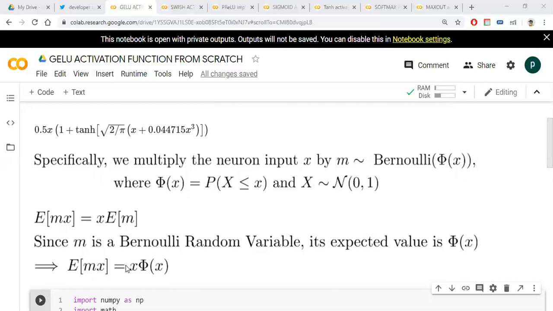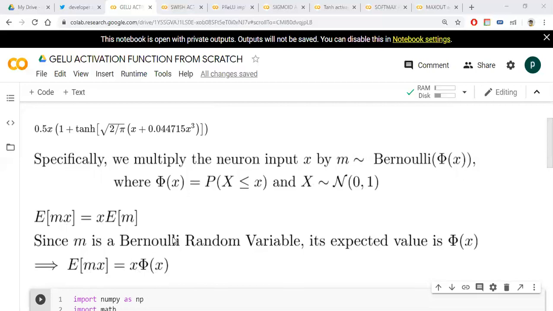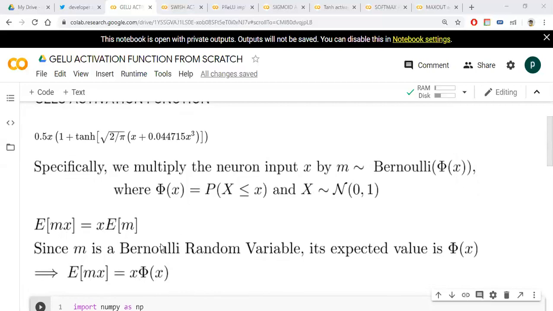So x is the input and they transform it into Φ(x). Φ(x) is the Gaussian distribution. Since m is a Bernoulli random variable, its expected value is Φ(x). So we take m as Φ(x). How will Φ(x) be calculated? Φ(x) is calculated with the error function. That's why it is called the Gaussian error linear unit, because it consists of Φ(x).